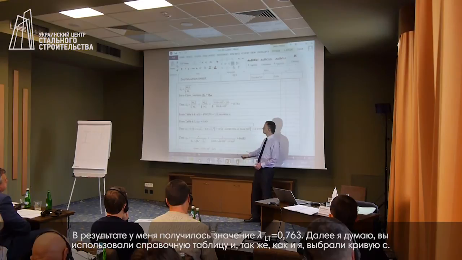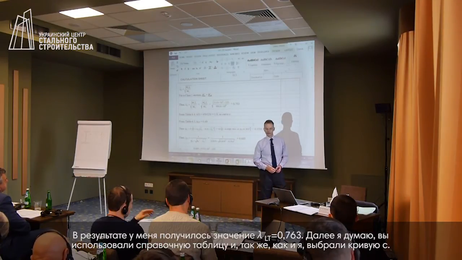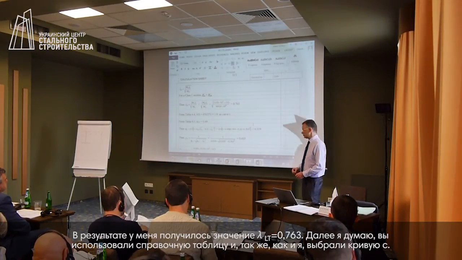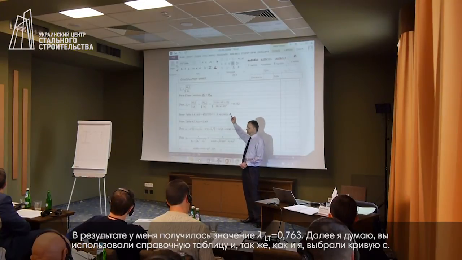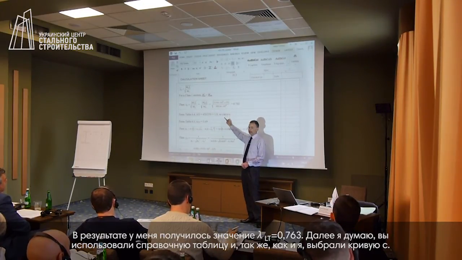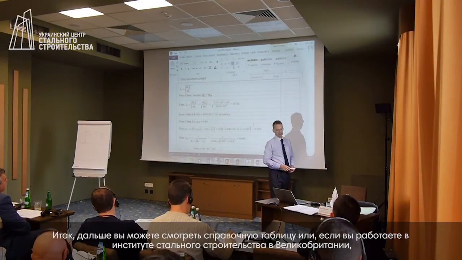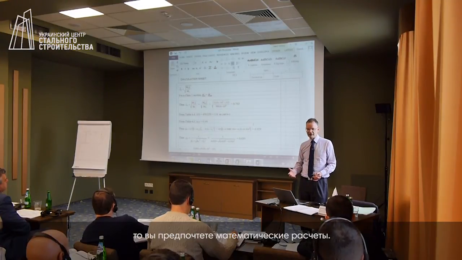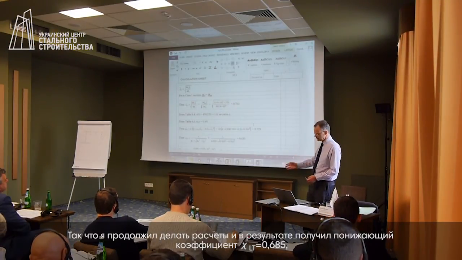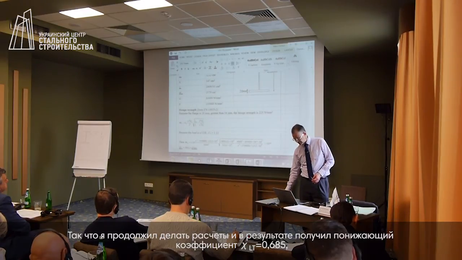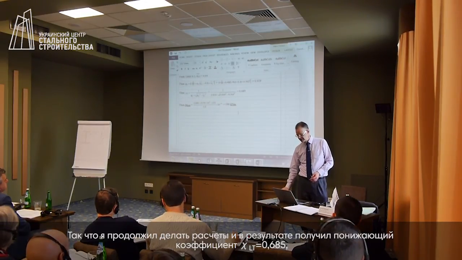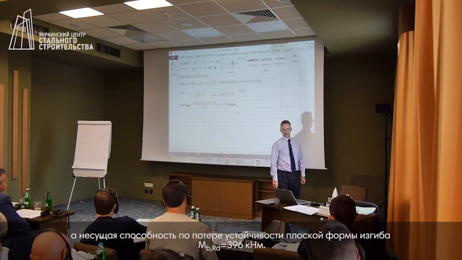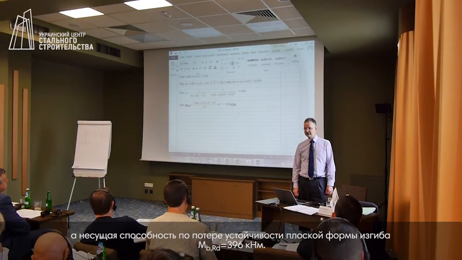So I calculate lambda bar LT as 0.763. And then I think you could have used the lookup table, because you would choose curve C, I believe. You could then use the lookup table, or if you work in the Steel Construction Institute in the UK, you enjoy the maths. So I have continued to do the maths. And I calculate the reduction factor to be 0.685, and I think the buckling resistance is 396.